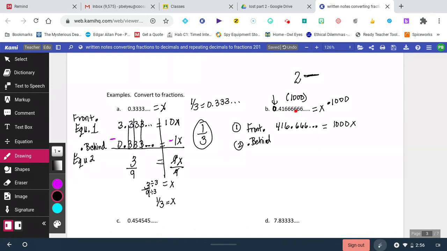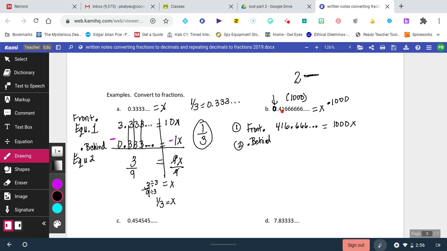A 4, a 1, and a bunch of 6s. But I said only the 6s need to be behind the decimal. So that means I need to get rid of the 4 and the 1 so that only the 6s sit behind the decimal. If I need to get rid of the 4 and the 1, I need to get the 4 and the 1 in front of the decimal instead of behind.